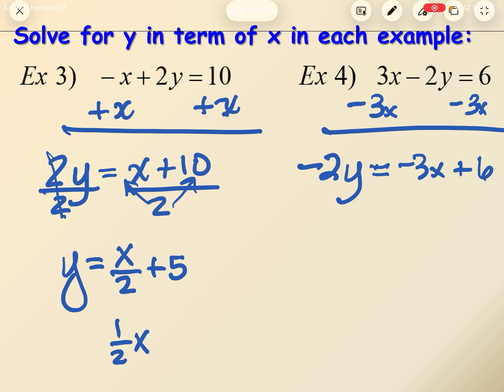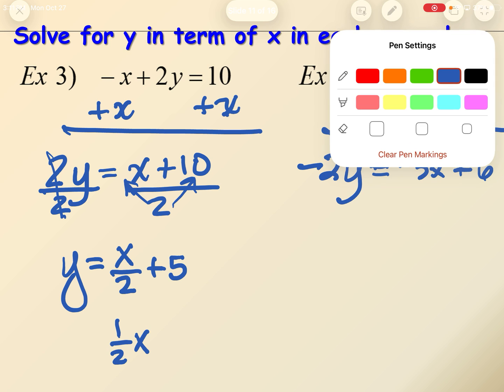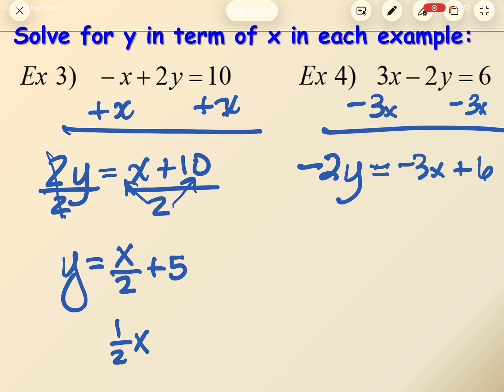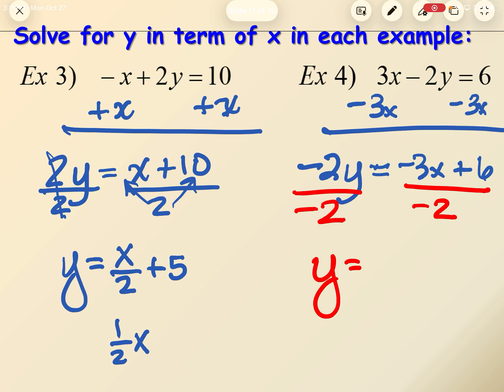Can I leave that negative over there? I don't want negative y. I need to get rid of that negative 2y. So I'm going to divide by negative 2, which now I have nice, neat, positive y. Do we all agree?